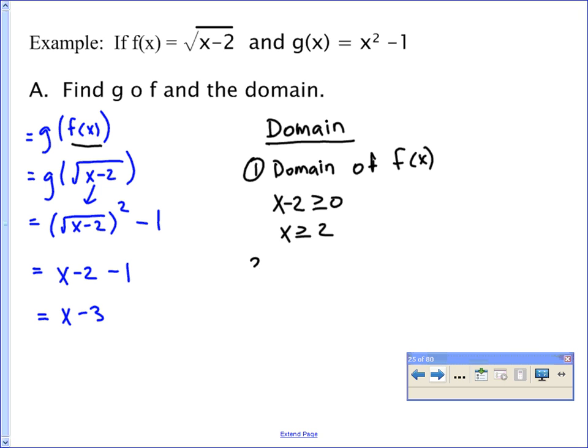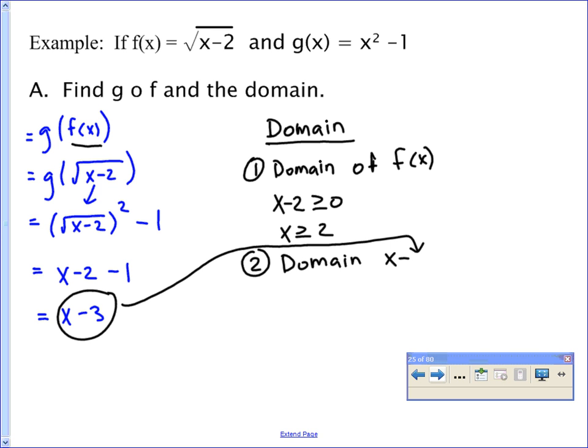All right. The next thing I'm going to do is find the domain of my simplified composite function, which is going to be this guy. Okay, the domain of x minus 3. I don't have any variables in the denominator. I don't have any variables in the radicand. So in this case it is going to be all real numbers.